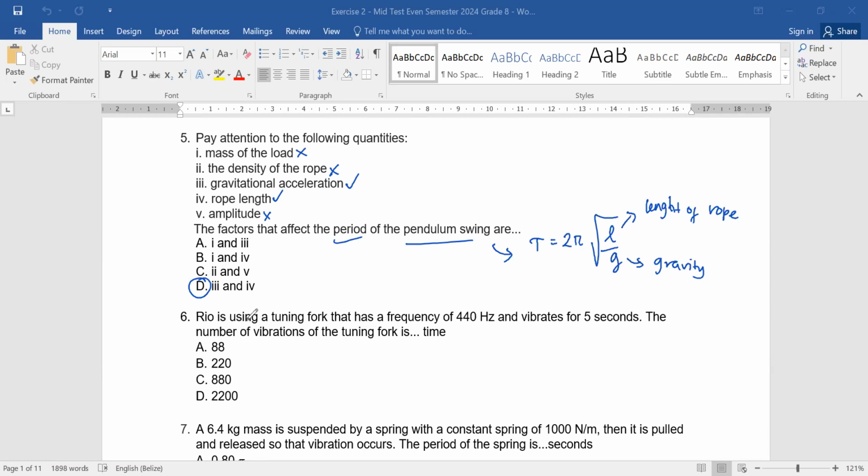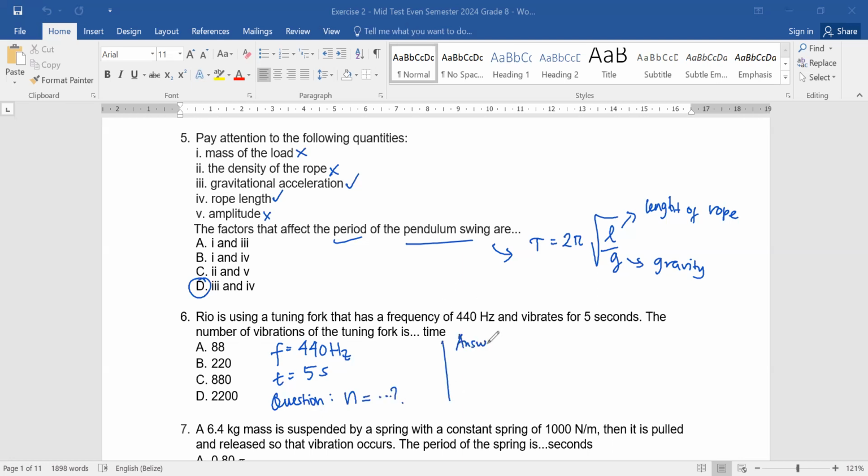Question number 6. Rio is using a tuning fork that has a frequency of 440 hertz. So the given information: the frequency is 440 hertz, and it vibrates for 5 seconds, so the time is 5 seconds. The question: what is the number of vibrations of the tuning fork? So the question is asking about the number of vibrations, which means N, right?